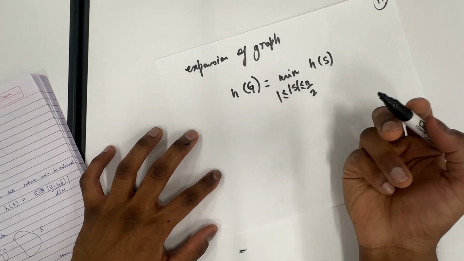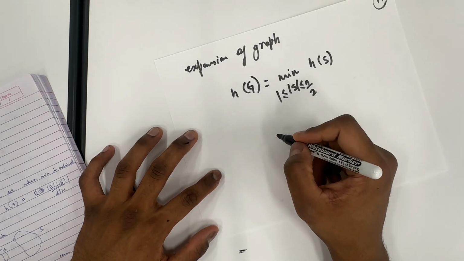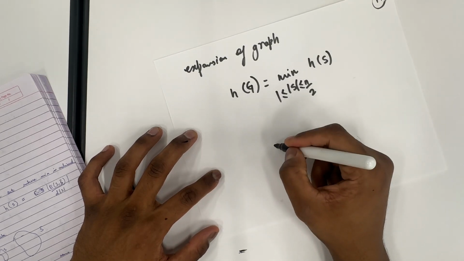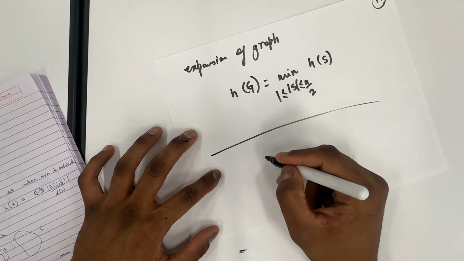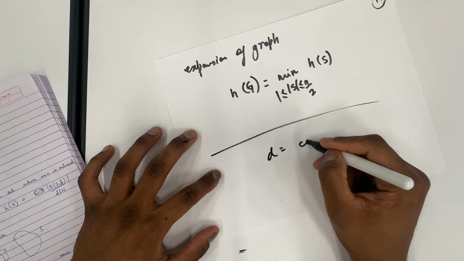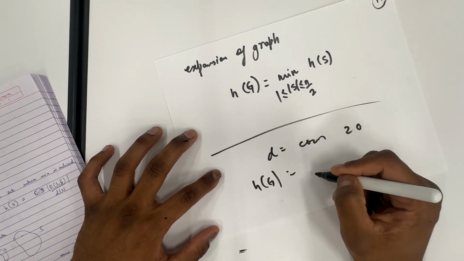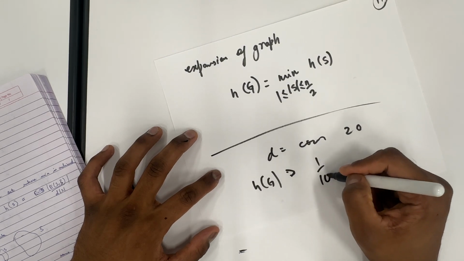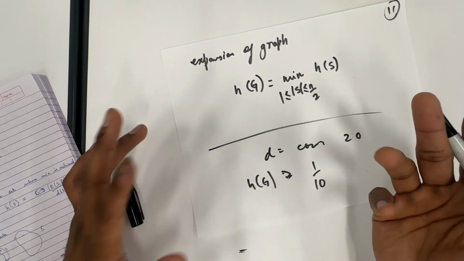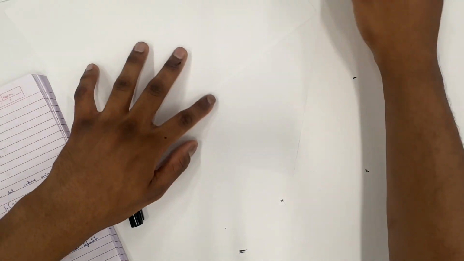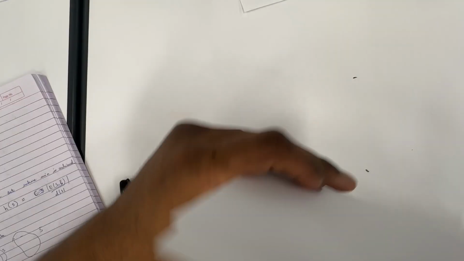So what is an expander graph? An expander graph is something which has a good expansion. Let's say d is a constant, say 20, and h of G is a constant, say 1 over 10. H of G is always greater than 1 over 10 or something. So this is an expander graph, whatever, big deal. Let's move into Cheeger's thing now.